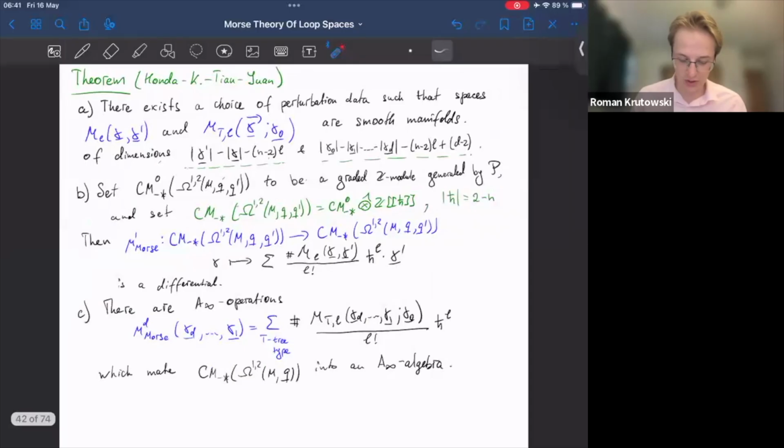And moreover, there are A infinity operations which are defined by these counts over all possible tree types.